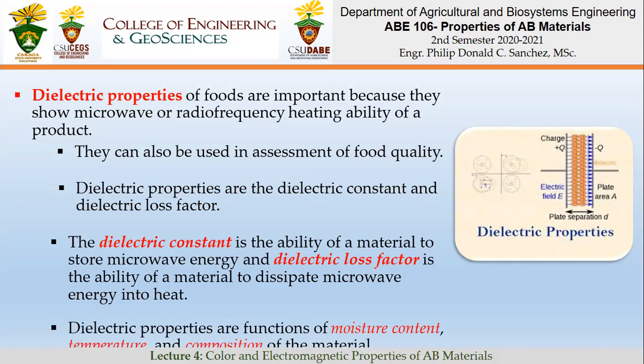Dielectric properties are functions of moisture content, temperature, and composition of the material. So the dielectric properties are the result of the moisture content, temperature, and composition of the material. When you study, for example, the quality of a food material, you can relate the changes or variations in the moisture content, temperature, and other compositions of the food product based on the dielectric properties of that particular product.